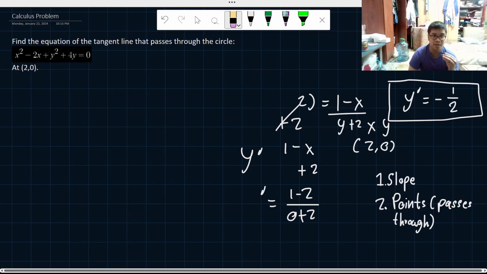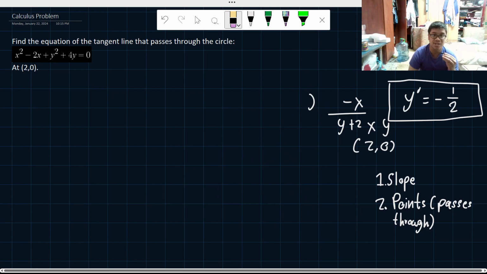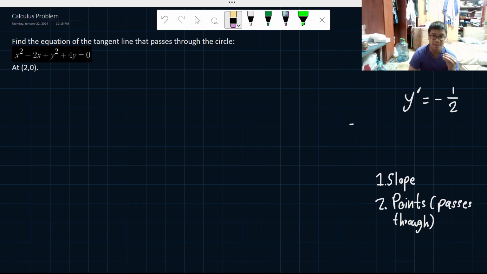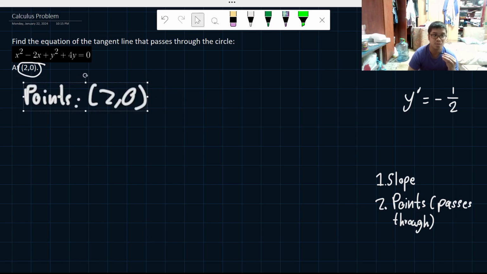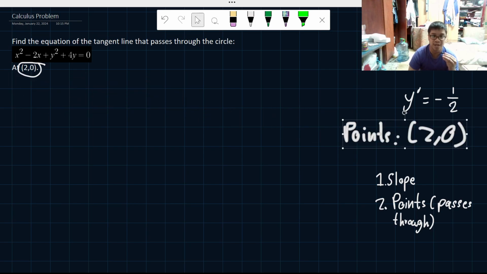According to the problem, we are going to find the equation of the tangent line that passes through the circle at 2, 0. So the points where it passes through the curve is what? Is this one, 2, 0. That's basically the easiest one. So we found the points where it passes through and its slope. So what are we going to do next?